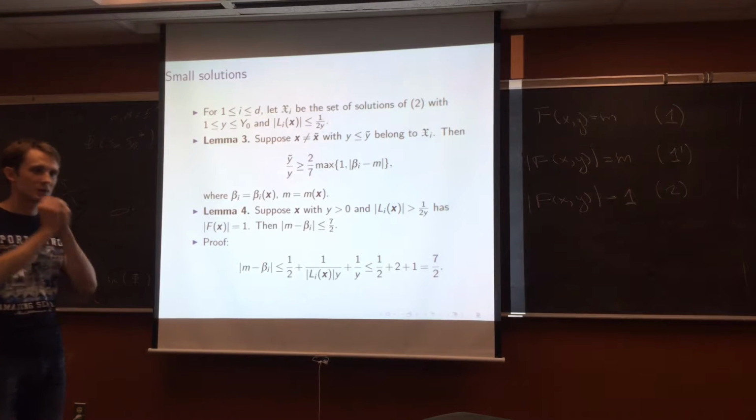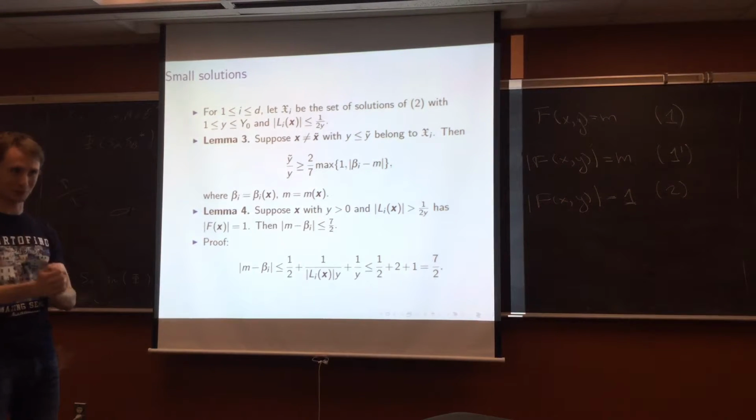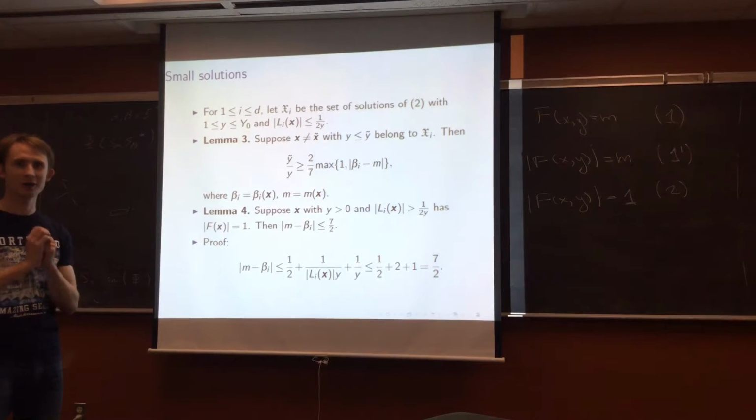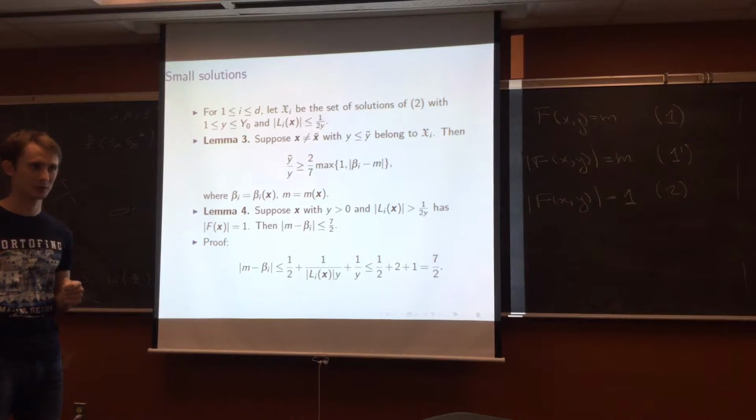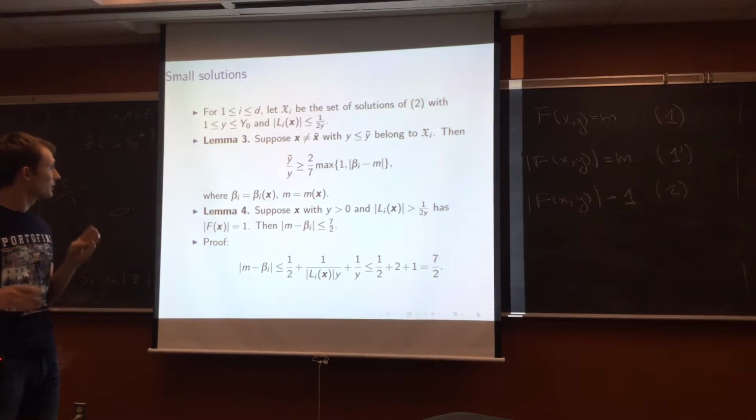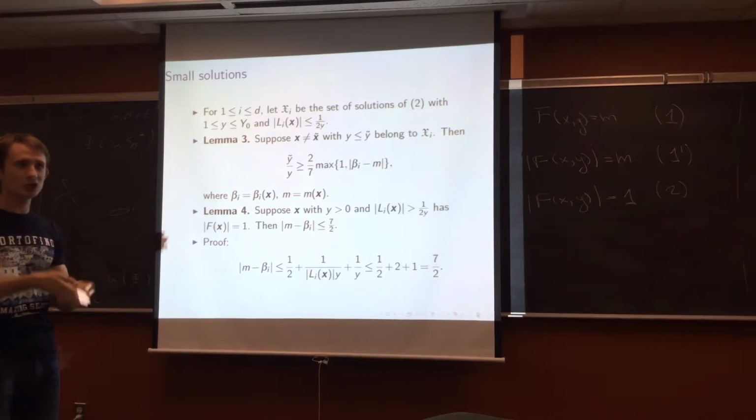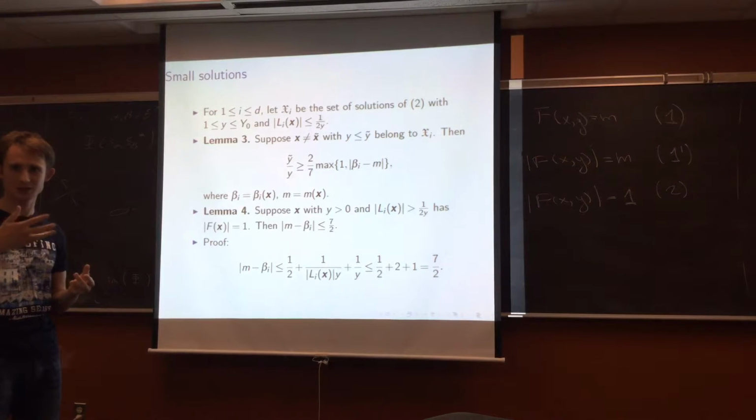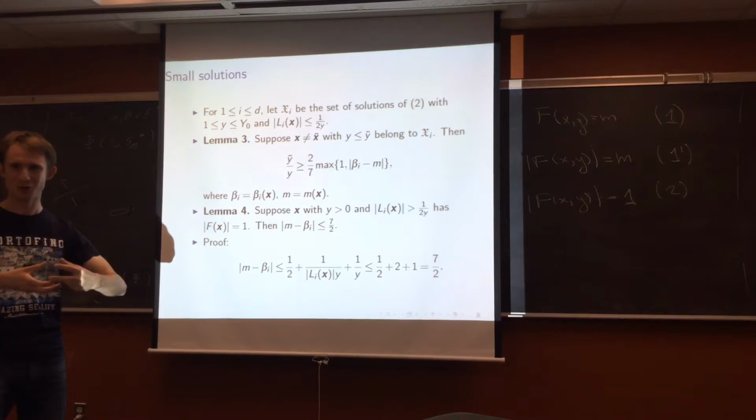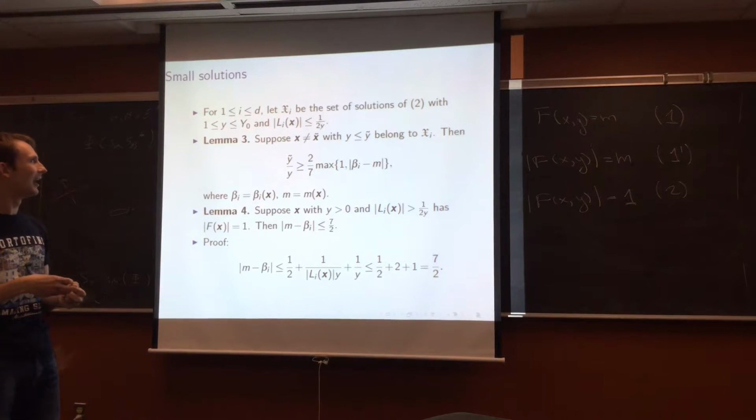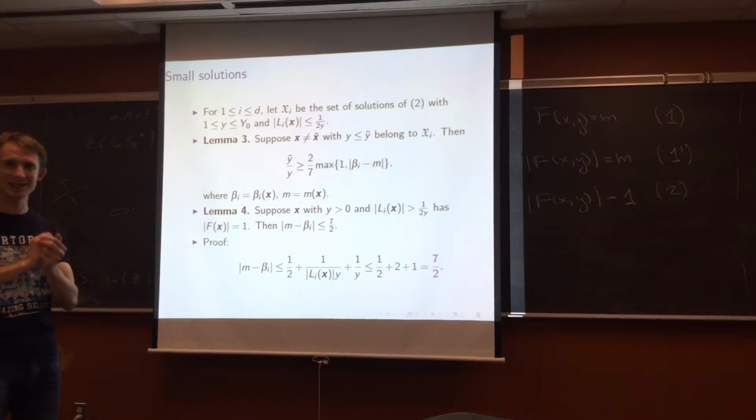The solutions that bring us most trouble are those where one of the linear forms is unusually small. And those are the solutions that we would like to count in particular, okay? So, here, let me introduce a definition. I'm going to put all these small solutions with a small linear form in a single set and call it xi.